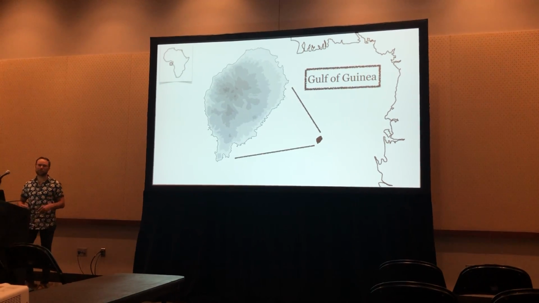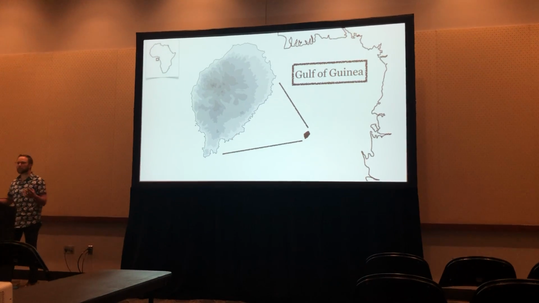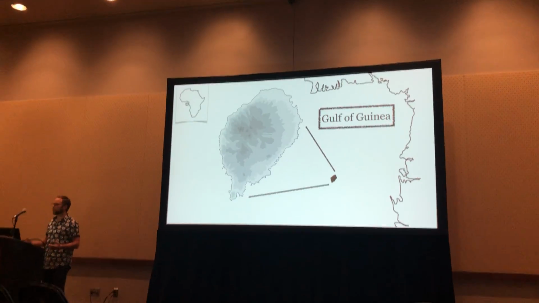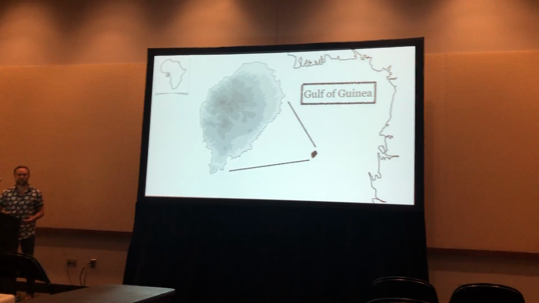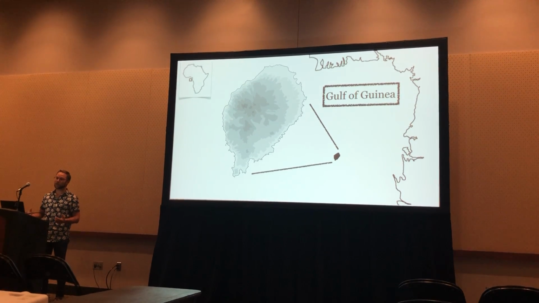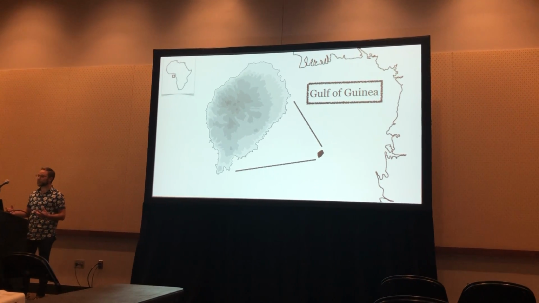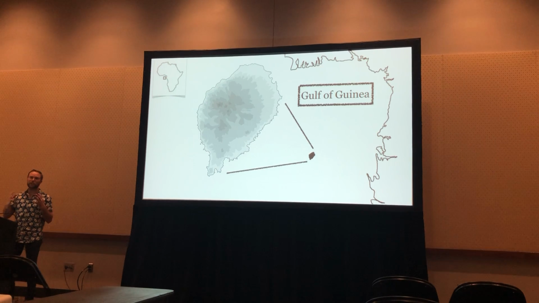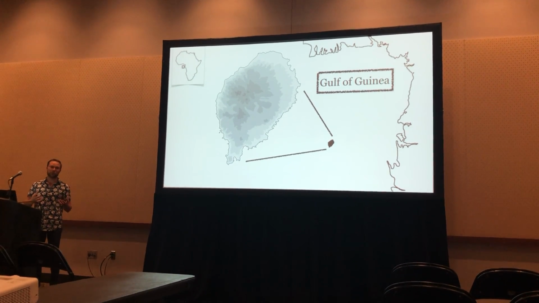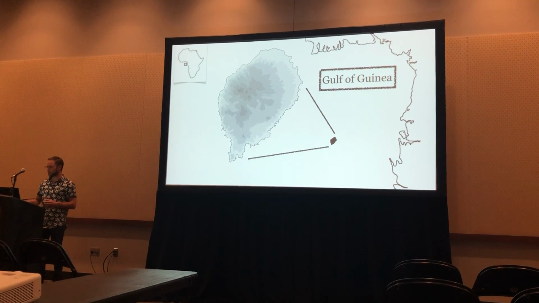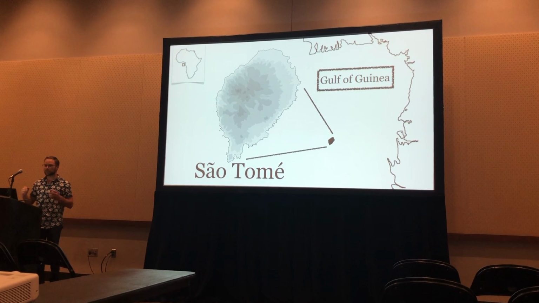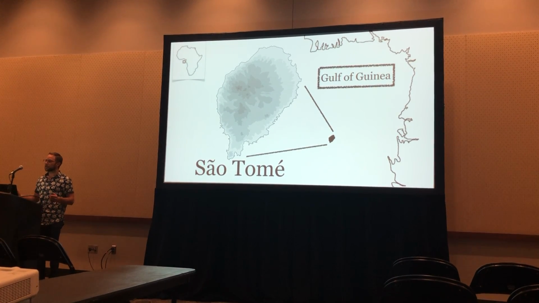Okay, so island systems are well studied and they serve as great models to understand diversification. One of the main reasons is that on islands, the number of factors promoting divergence is usually less than that on continental systems. So we can narrow down the number of factors promoting divergence, simplify, and understand a little bit better.